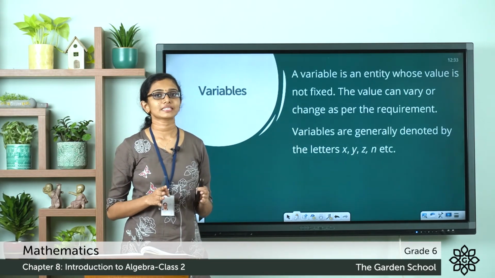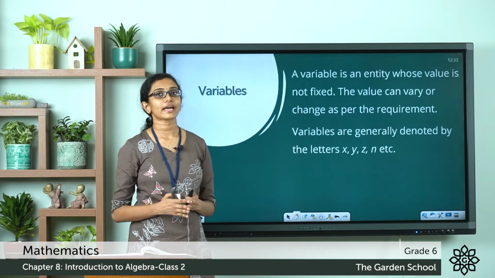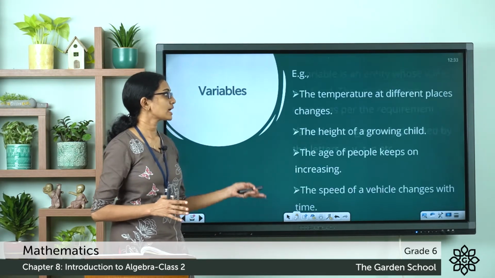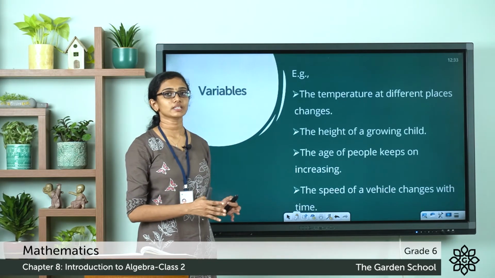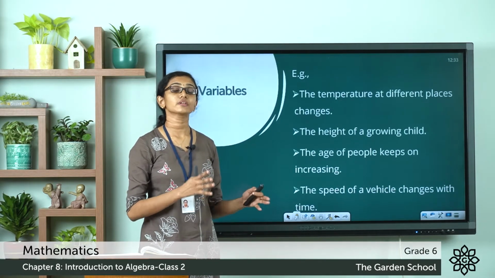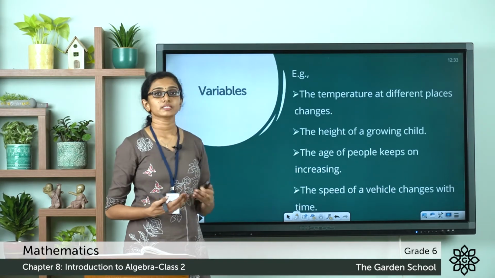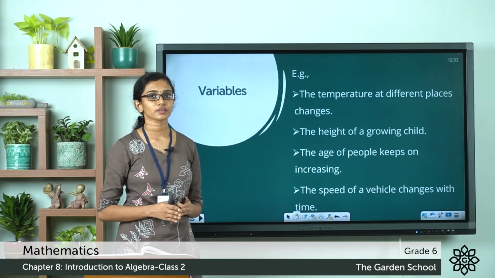Now, let us talk about some real life examples of variables, or values which can vary according to the situation. See, the temperature at different places. Will it be the same? No, the temperature at different places at different times will be different. So, the temperature at different places changes according to the situation and it is a variable.